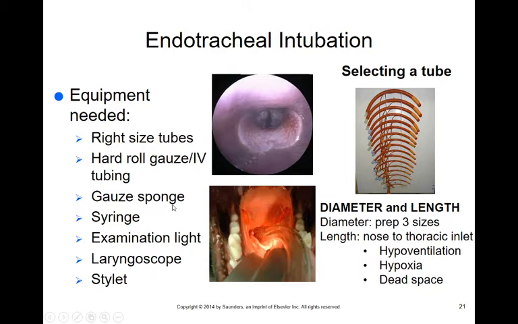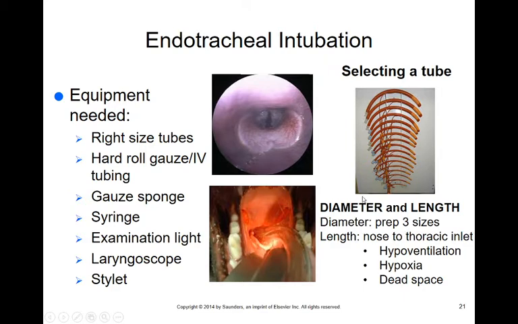A gauze sponge, we are going to use a gauze sponge to grab that slippery tongue and pull it out of the mouth. We're going to use a syringe to blow up the cuff with air. An examination light or a laryngoscope will help us to visualize and see the back of the throat. And then with cats, or small breeds, we often need a stylet. A stylet is a firm rod that goes into the tracheal tube that makes these smaller tracheal tubes a little bit sturdier so that we can put it into the back of the throat.